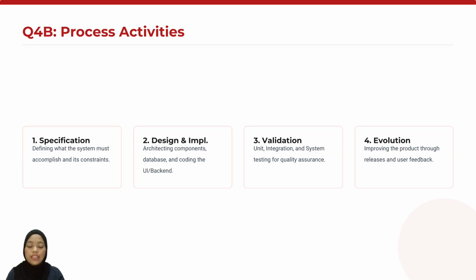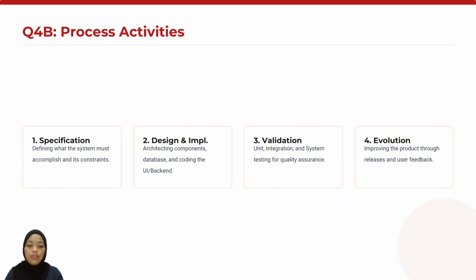The second activity is design and implementation. During this phase, system designs are created and the features for a particular increment are developed. Developers implement the required functionalities according to the specifications. This will ensure that each increment delivers a working part of the system. The third activity is validation. After an increment is completed, it is tested to ensure that it functions correctly and meets the specified requirements. Testing helps identify defects, errors, or missing functionality before the system is released to users.